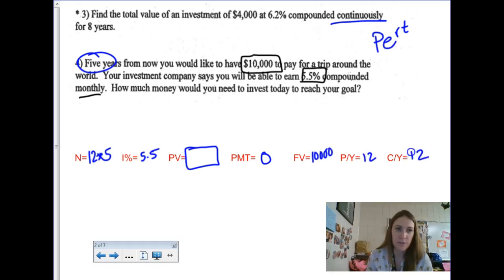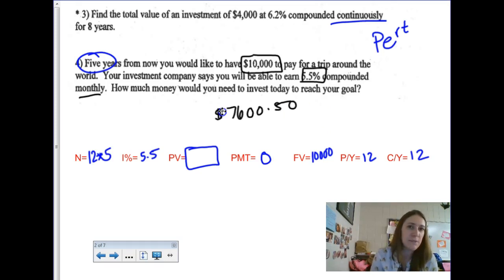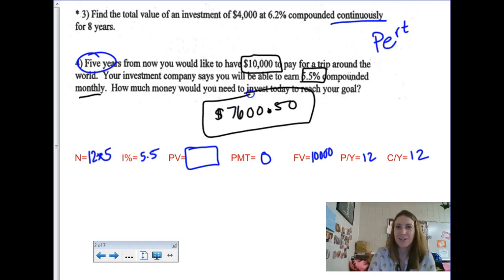So putting those numbers into my calculator, if you're going to do that, please pause this video and enter them. But I already solved this, and I got 76. So okay, it looks like we need to invest $7,600.50 specifically. Oh boy! All right. Good luck getting that together.